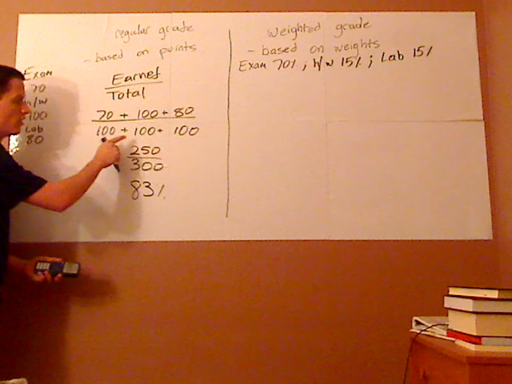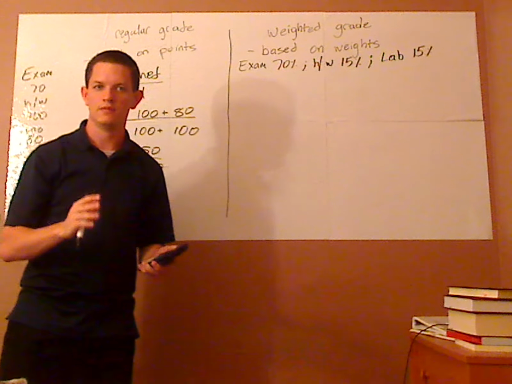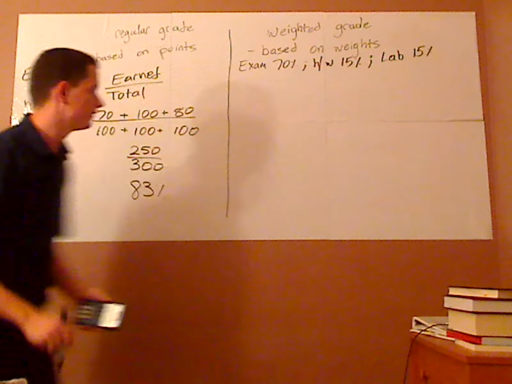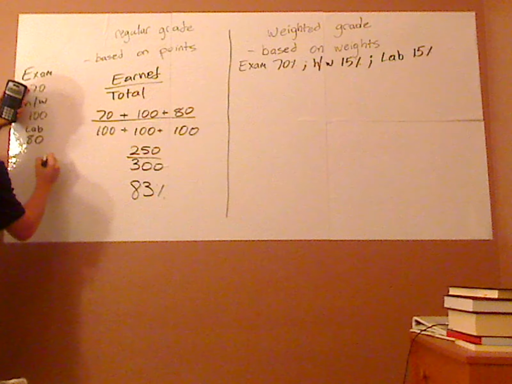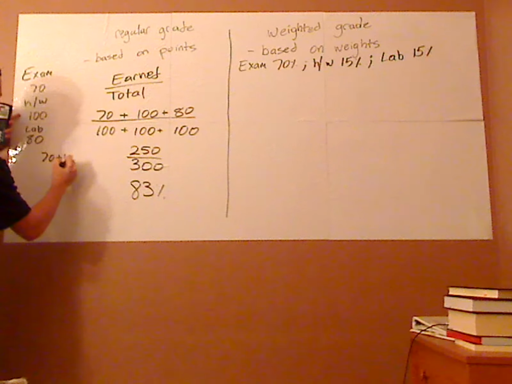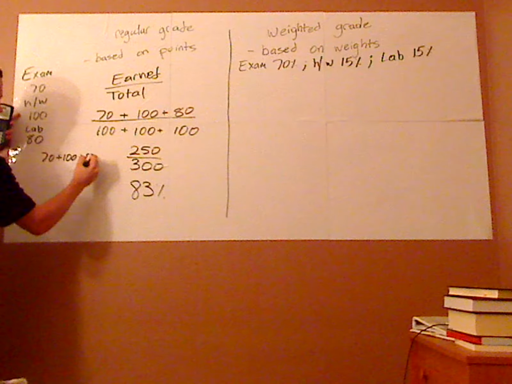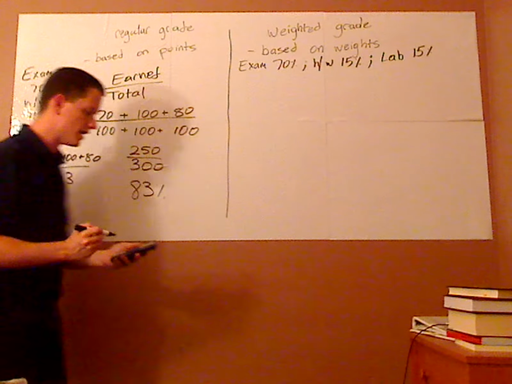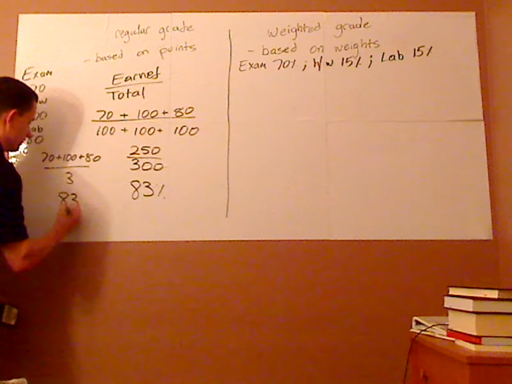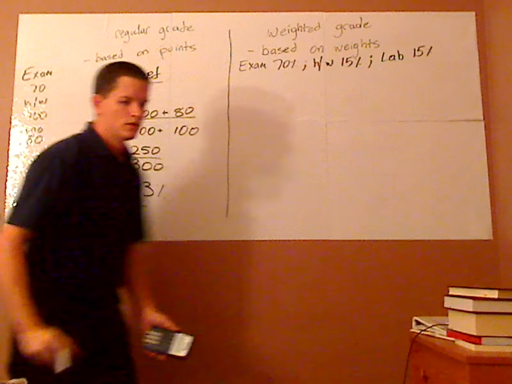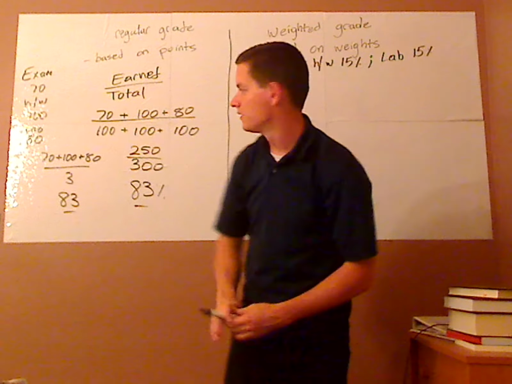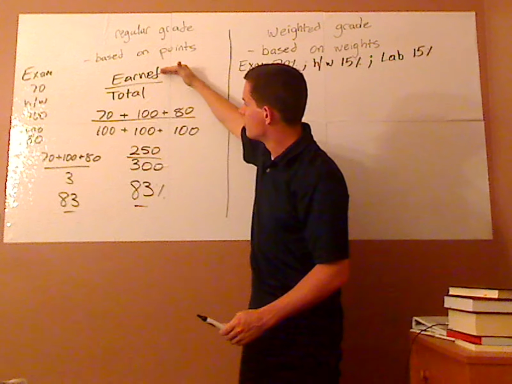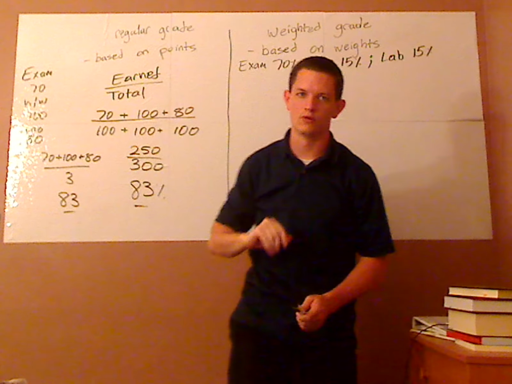Now, if they're all worth the same number of points each, then what you can do is simply do the average and you get the same amount. So if I do 70 plus 100 plus 80 and I divide that by 3, guess what I get? I get 83. So this is a regular average, and this is using points, which is earned over total points.